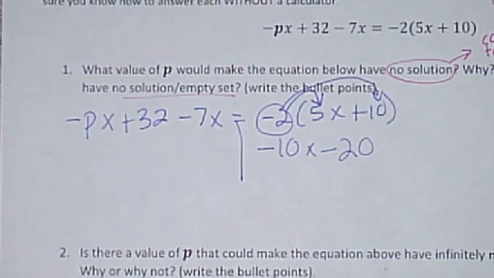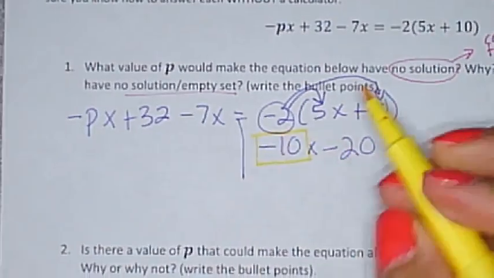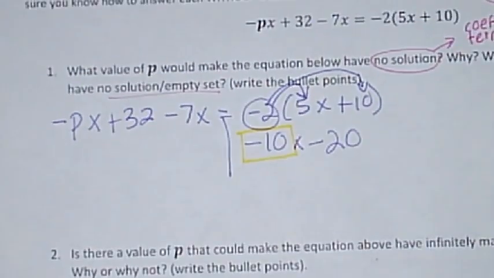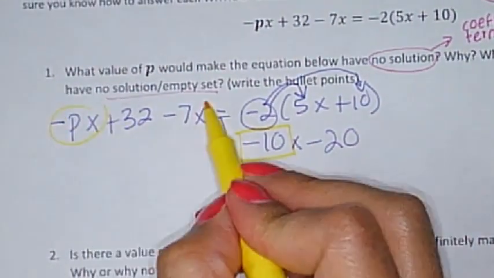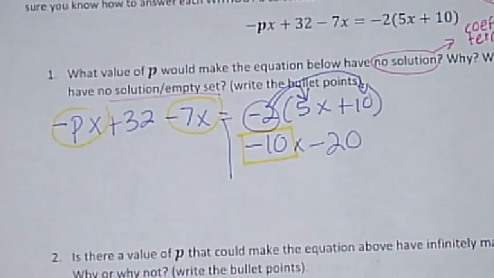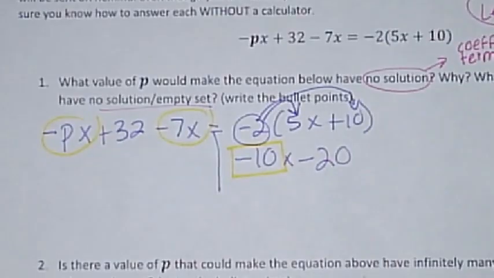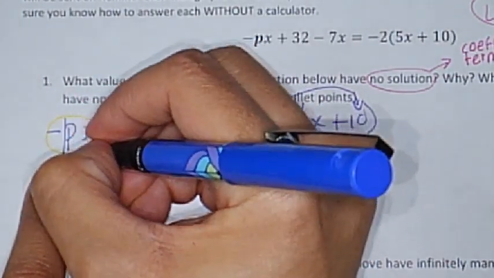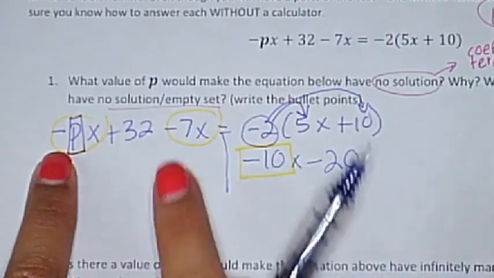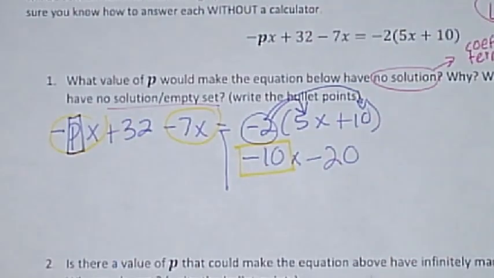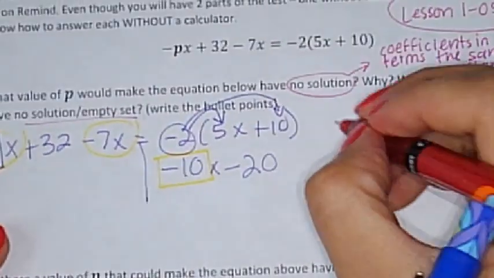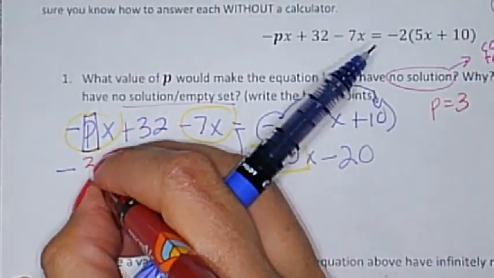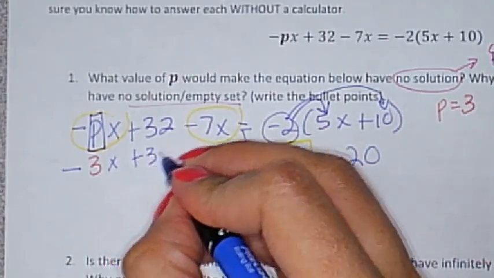So now I know that my coefficient here of the variable term is negative 10, which means that over here, when I add these two together, I have to have negative 10 in order for this to be a no solution. Okay, so then that means that P must be positive 3. If I make P be 3, then I'll have a negative 10 here. So I'll put P equals 3, and then I will substitute in the 3 and try it out and make sure that I am correct.